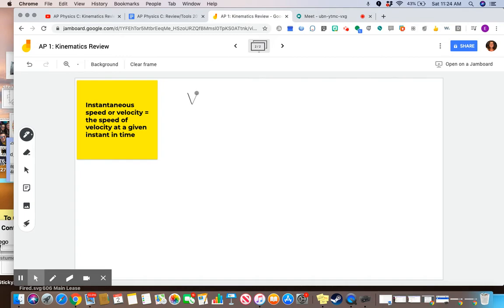Velocity is equal to the instantaneous velocity, which is equal to the rate of change of position over time. So it's dx/dt. So we take the derivative of the position function with respect to time to find our instantaneous velocity. Okay, so instantaneous velocity is the rate of change of position with respect to time.